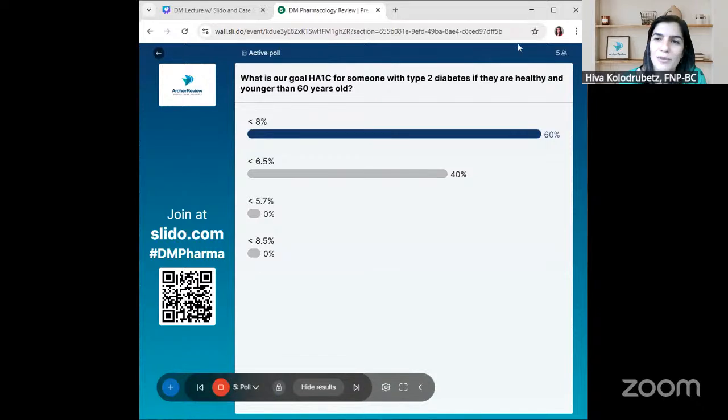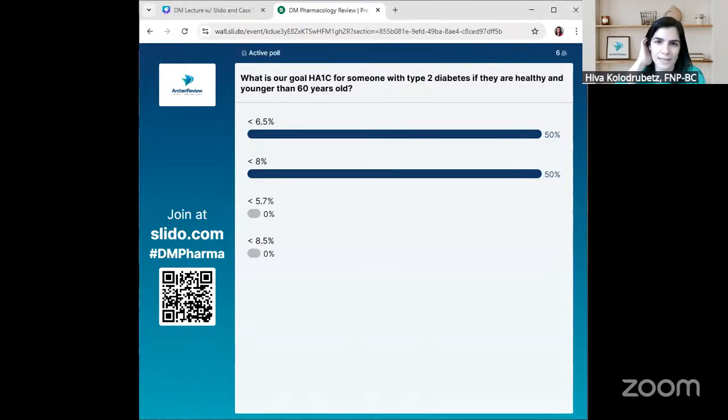And I see a couple of responses. Looks like you're getting the hang of Slido. I love it. What do you think? Remember, this is all anonymous, and it's fun to see what your peers say. We're kind of deadlocked here. 6.5% is up, gaining some lead. No one's going for the 8.5% or the 5.7%.